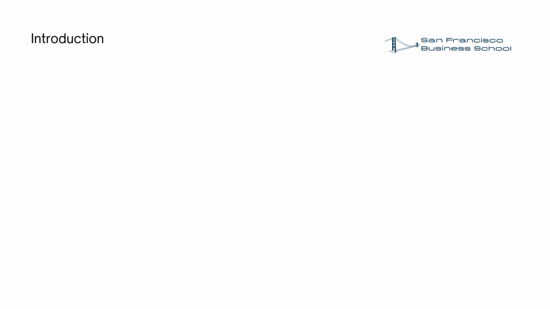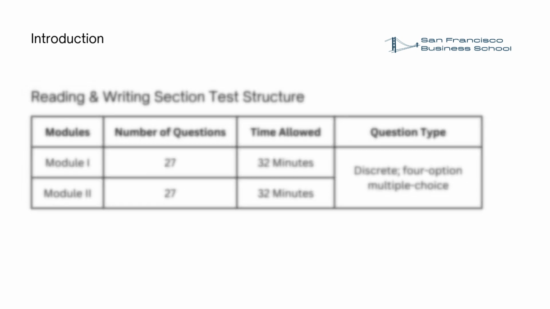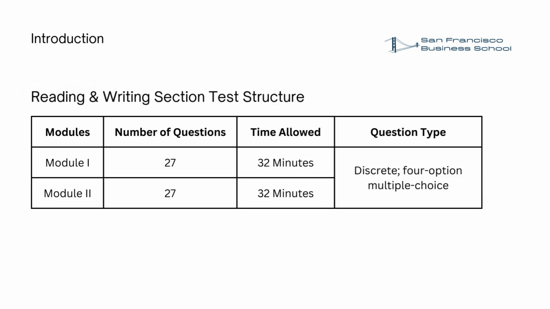Each module in the reading and writing section has 27 questions, and you will have 32 minutes for each module. That makes a little over a minute per question. All questions are in the form of a 4-option multiple choice format.